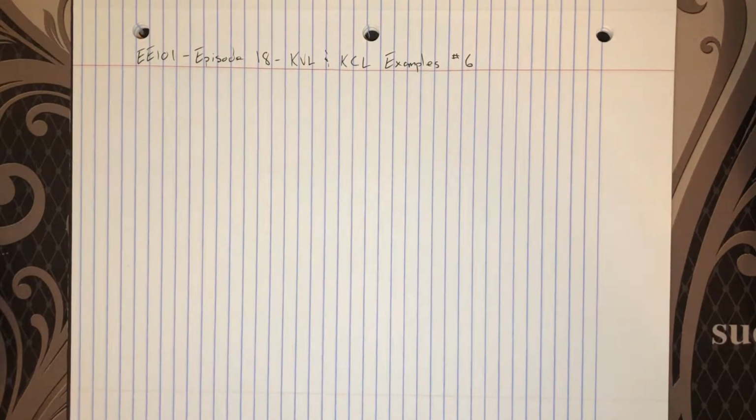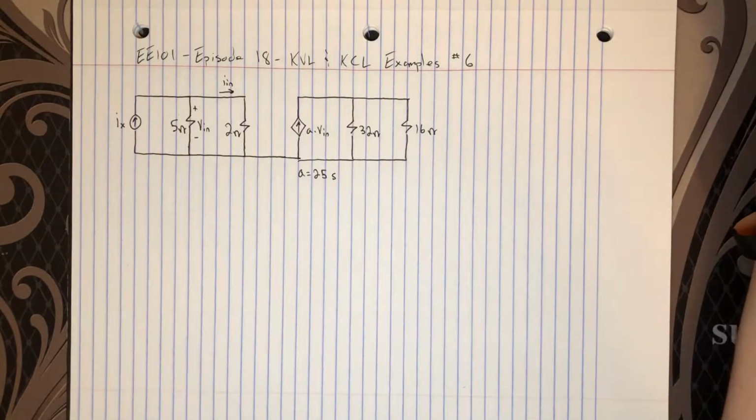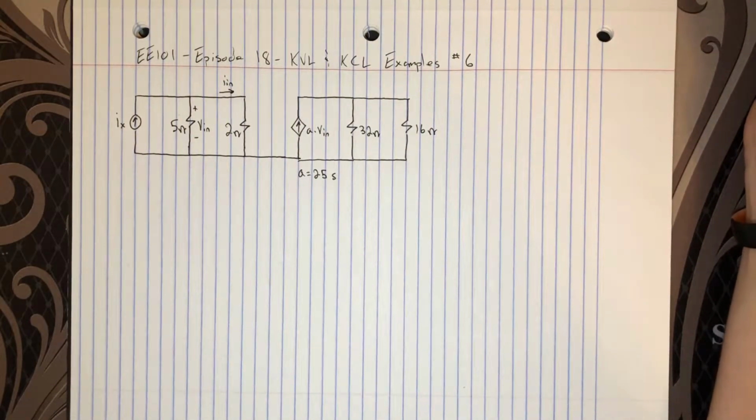Hey, as promised, today I'm going to do another circuit example with KVL and KCL applications. I think this one's going to be just a little bit more complicated than what I've done so far, and I'm going to use actual resistors instead of general circuit elements. So let me go ahead and draw up a circuit. Okay, this is the example circuit I'm going to use this time.